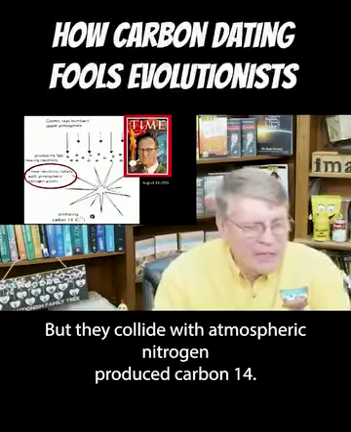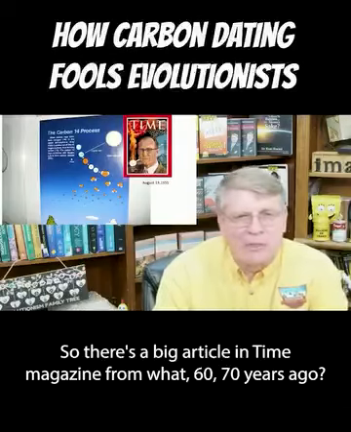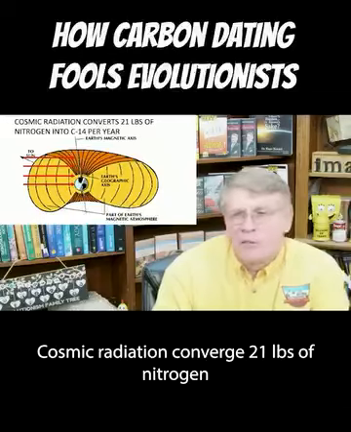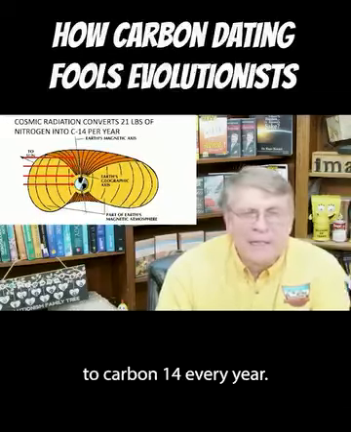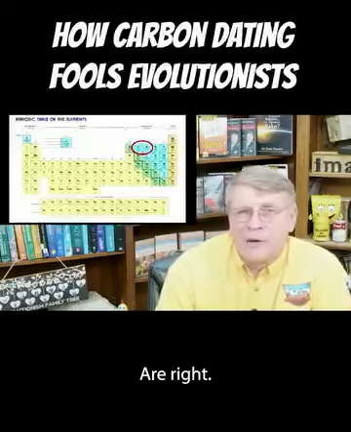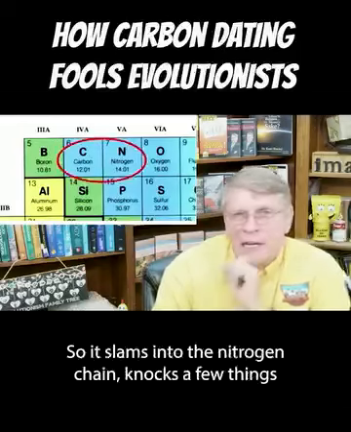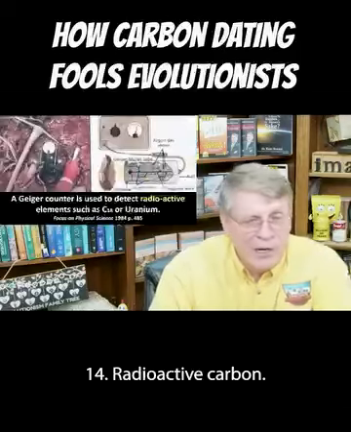they collide with atmospheric nitrogen, produce carbon-14. So there's a big article in Time magazine from 60, 70 years ago. Cosmic radiation converts 21 pounds of nitrogen to carbon-14 every year. Carbon and nitrogen are right next to each other on the periodic table. So it slams into the nitrogen, knocks a few things off, and makes it carbon-14, radioactive carbon.